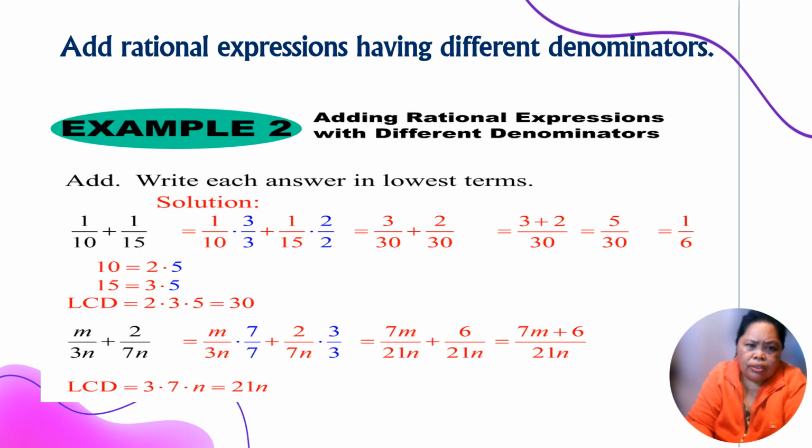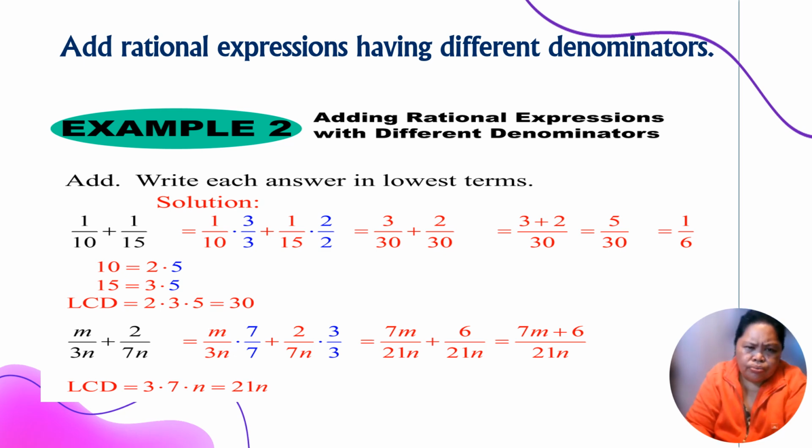Okay, let's have an example. We have 1 over 10 plus 1 over 15. In here, the LCD depends on the factors. For 10, we have 2 times 5, and for 15, we have 3 times 5. The common factor is 5, so the LCD should be 2 times 3 times 5, that's 30.